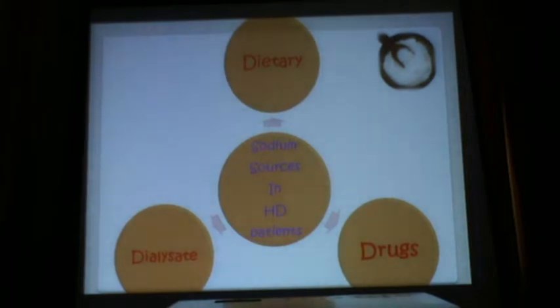The sodium sources in hemodialysis patients are not only dietary. You have to realize that it comes from three sources. It may be dietary, which is the main source, but it may also be from the dialysate sodium or some drugs that are rich in sodium content. And near the end of the talk, I will present a case about this issue.